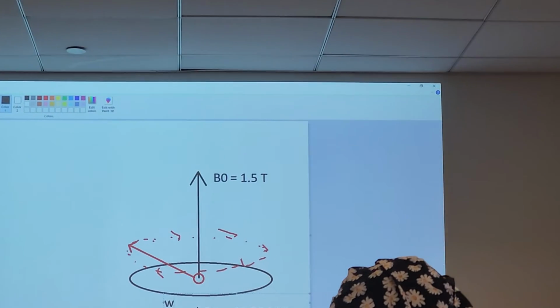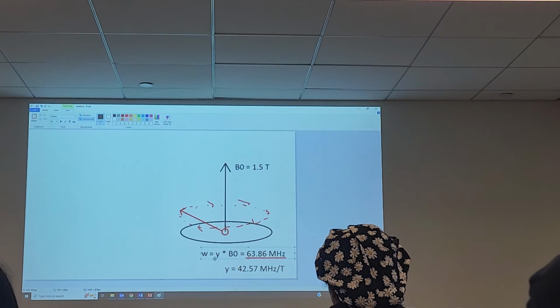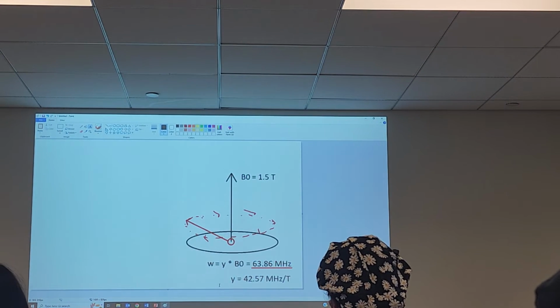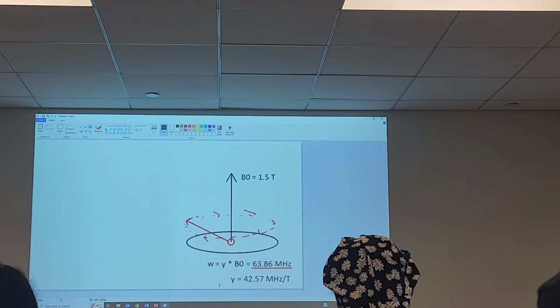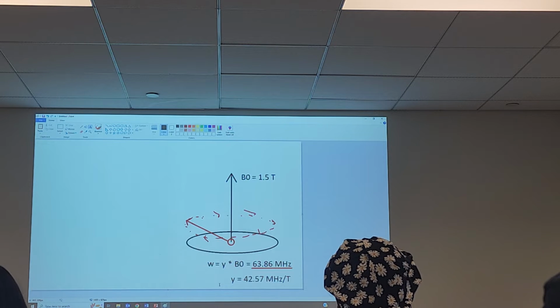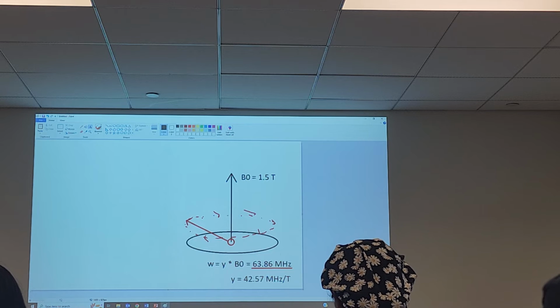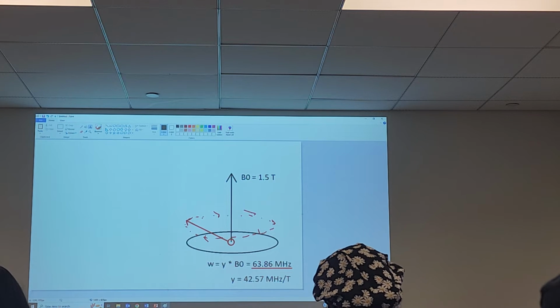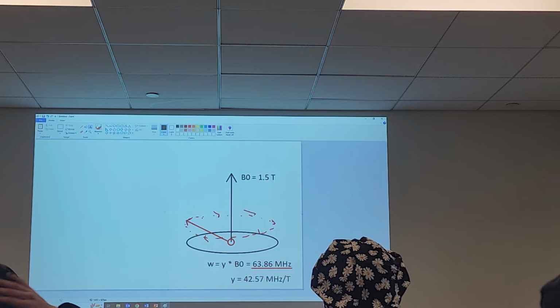So typically you're given the Tesla string, and then you just have to remember that 42.57. Correct. Because it's for hydrogen. They won't ask you, like on the registry, for another atom. They should not. But if they do, they will give you the gyromagnetic ratio. And so you just do it exactly the same way. Same thing.